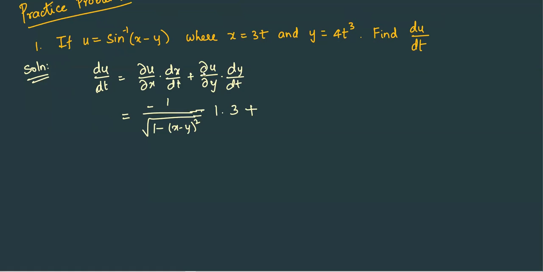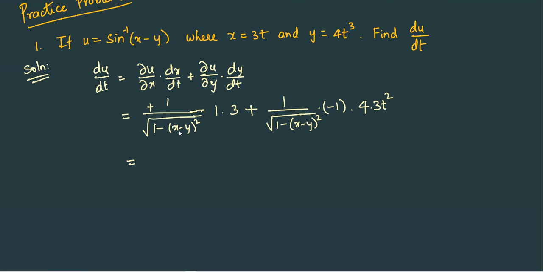plus dou u by dou y. We get, oh, this is plus only, right? We get 1 upon under root of 1 minus (x minus y) the whole square times the derivative of x minus y with respect to y, which is minus 1, times the derivative of y with respect to t, which is 4t cube. So 4 into 3t square. Now let us substitute x and y completely in this.